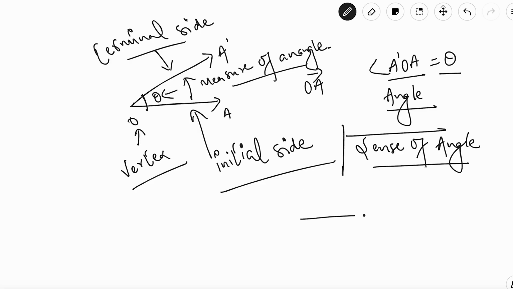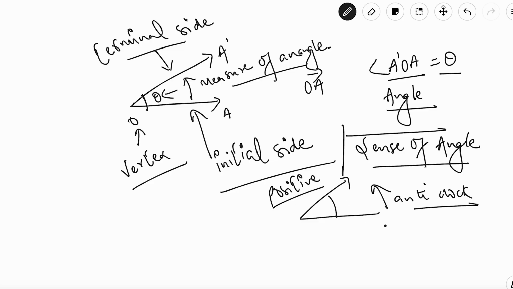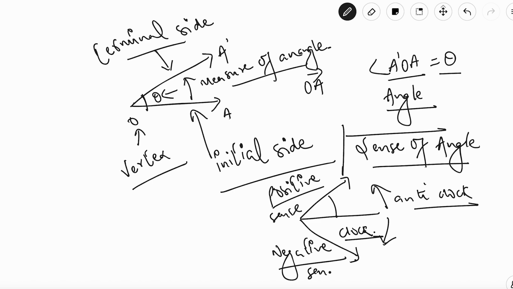Sense of an angle: if the angle rotates in the anti-clockwise direction, let's say in this direction, if this is the rotation, then this becomes a positive side. But if the rotation is clockwise, then this is negative. This is positive sense, this is negative sense.